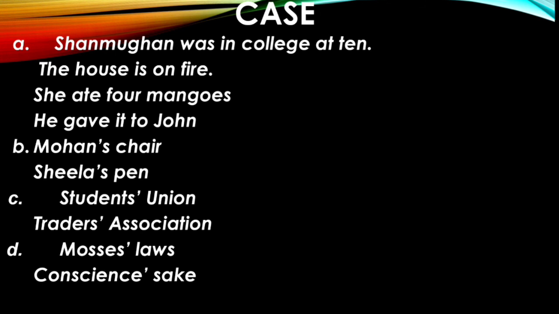Look at the sentence, Shanmugan was in college at 10. Who? Shanmugan. It answers the question who. The house is on fire. What? The house. So it answers the question what. She ate 4 mangoes. Who? She. He gave it to John. Whom? John.